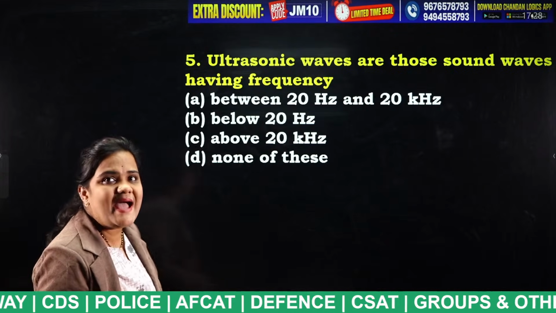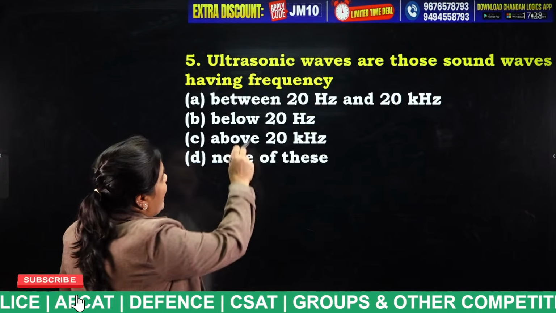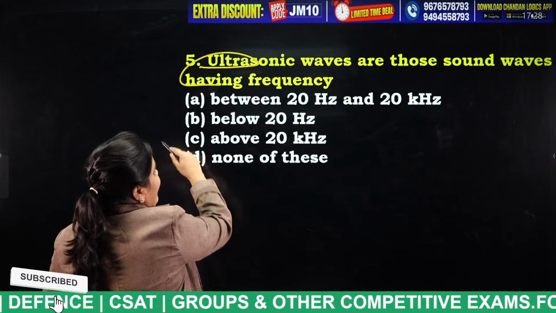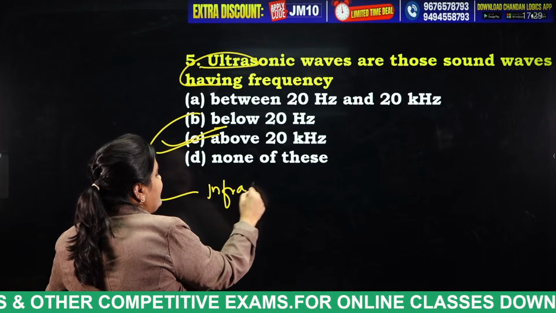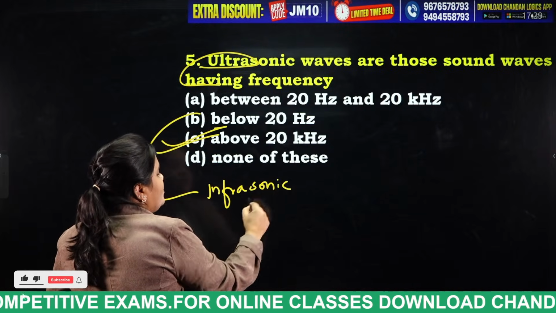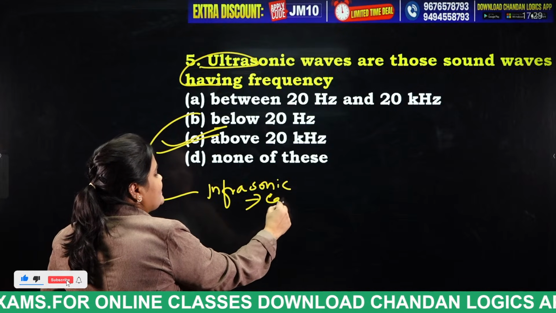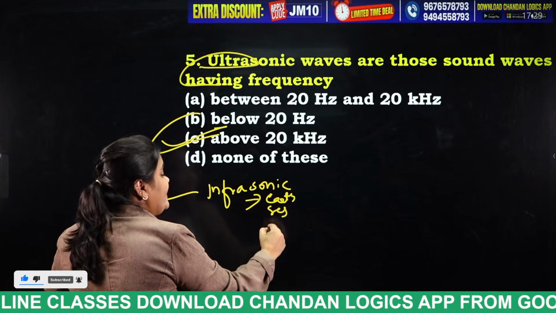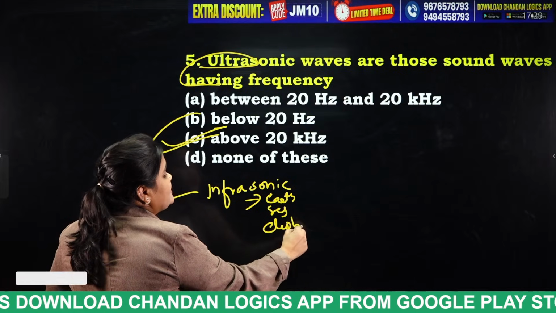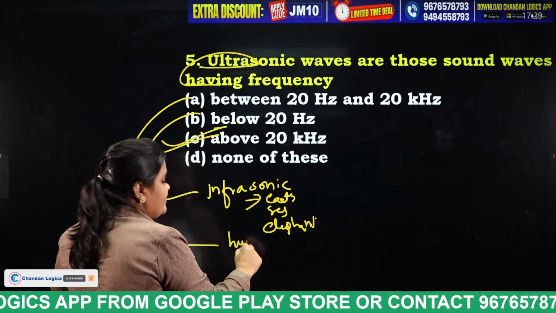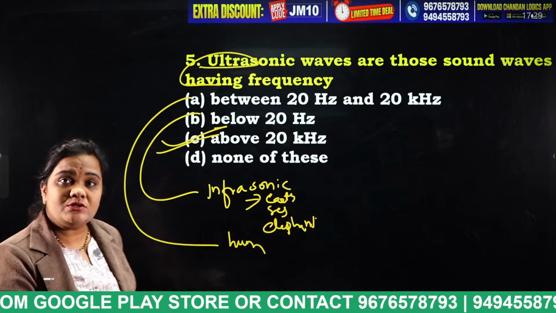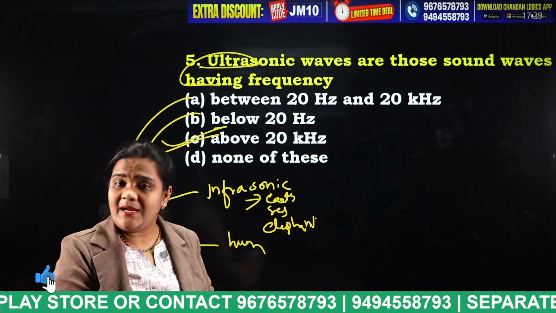Okay, so what is the answer for this question, students? Ultrasonic waves are nothing but above 20 kilohertz. Below that are considered infrasonic or infrasounds. Okay, so who emits this? Earthquakes, seismic waves and even elephants. So these all make infrasounds. Between them is our human hearing range. Okay, everybody knows this. So I will repeat again and again.